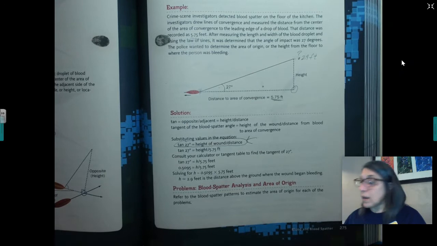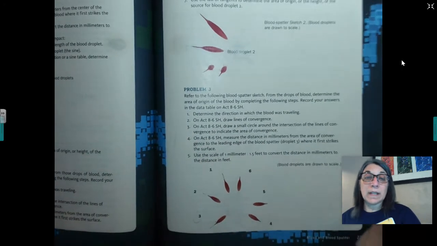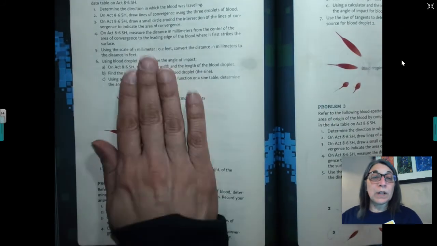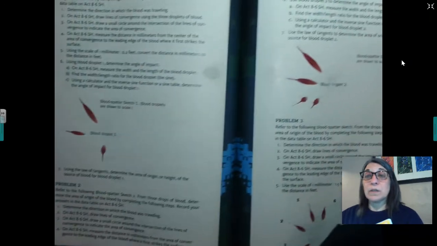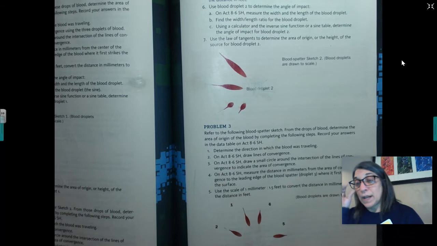Okay, so starting on the next page in your book, there's 3 problems you can see. Problem 1, problem 2, problem 3. We're going to do problem 1 and then you're going to do problem 2 and 3 on your own to see if you can handle it.